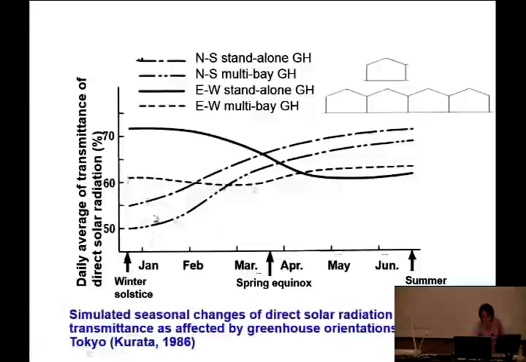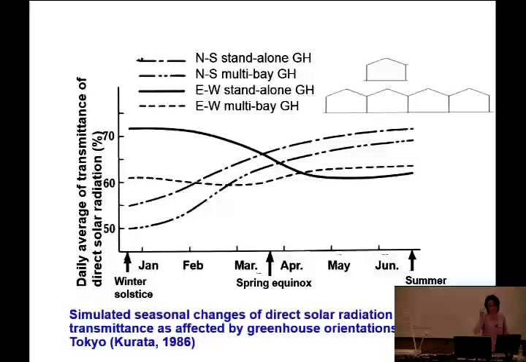And those two are north-south orientation. This is a single bay or standalone, and this is a multi-bay. But the difference between single bay and multi-bay seems to be similar when oriented north-south versus east-west. Again, the shadow from the gutter is creating a huge difference. If it is a gutter-connected greenhouse, you have a huge reduction of light. That's why you see the big difference in east-west orientation. This is the multi-bay east-west, and this is the single standalone east-west.